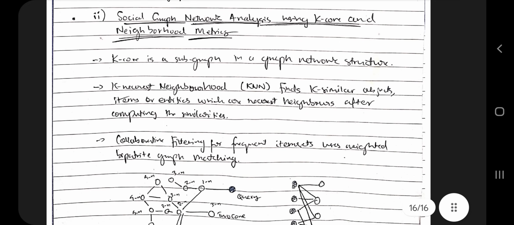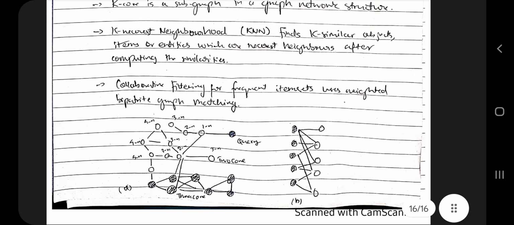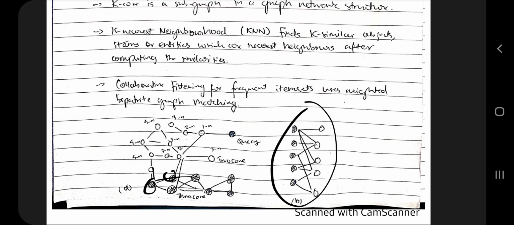Next, we have the K-core and the neighboring metrics. K-core is a subgraph in a graph of a network structure. It finds K similar objects or entities which are nearest neighbors after computing the similarities, and collaborative filtering for the frequent datasets using weighted bipartite graph matching, that is what is called K-Nearest-Neighbours. The nodes are present here and the neighbors are analyzed, and finally the graph is made. Like what is the correlation between them, using the bipartite graph we are analyzing.